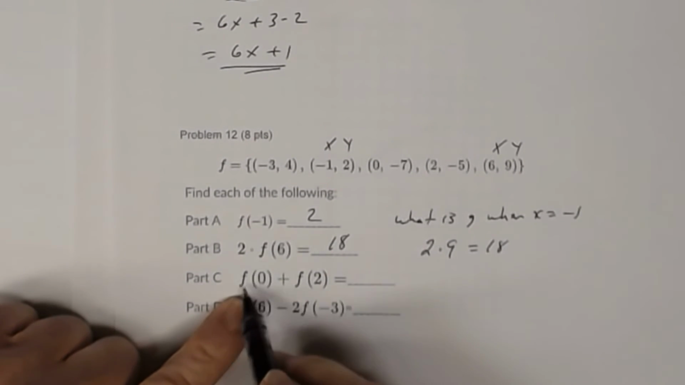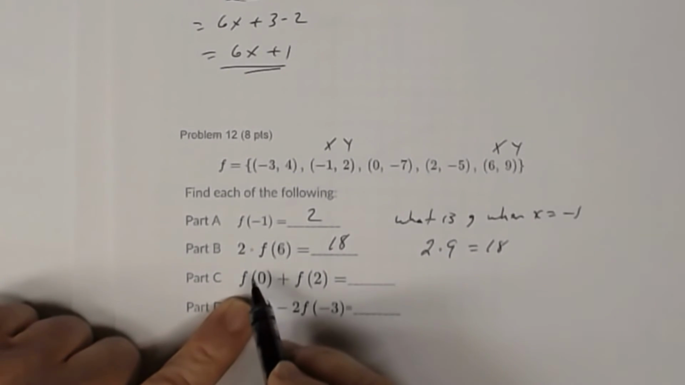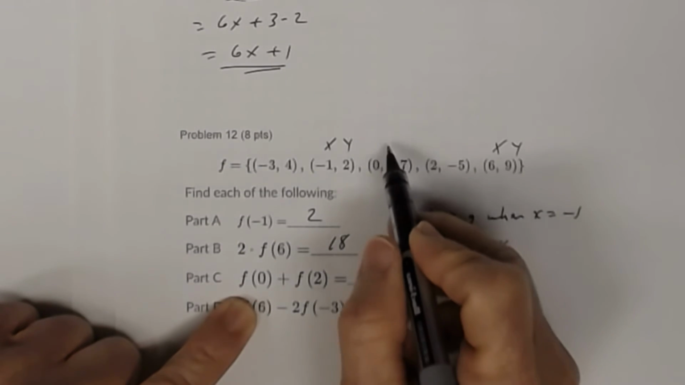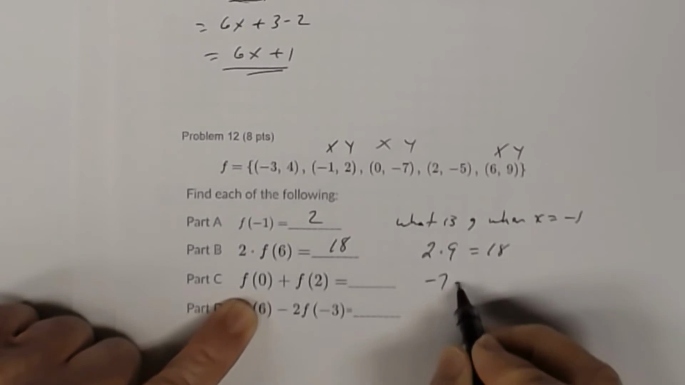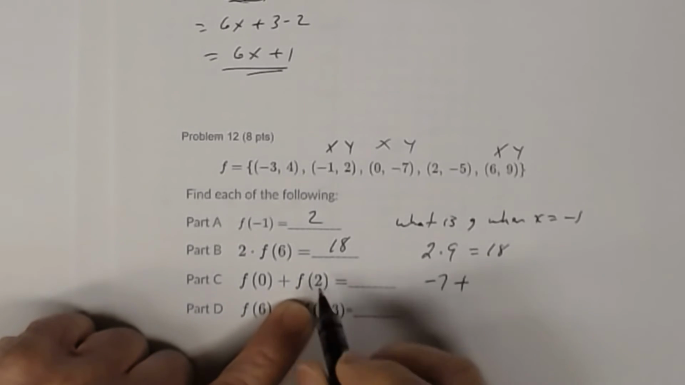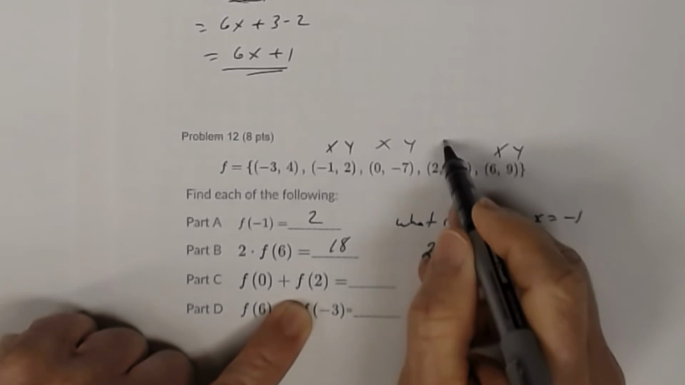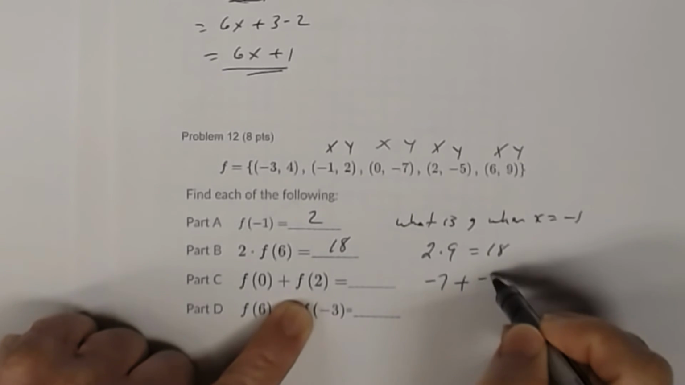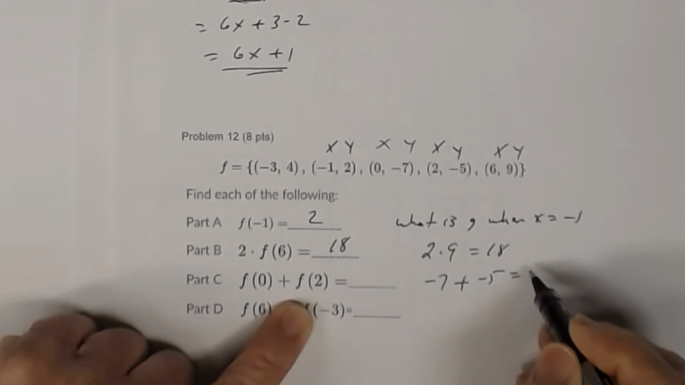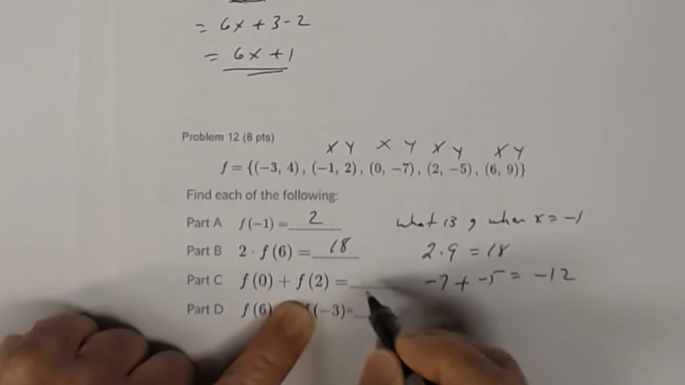Well, f of 0, remember, f of 0 means what's the y value when x is 0? Well, when x is 0, my y value is -7. So this becomes -7 plus, and then f of 2. Well, f of 2, what's the y value when x is 2? Well, my y value is -5. So -7 plus a -5 is a -12.